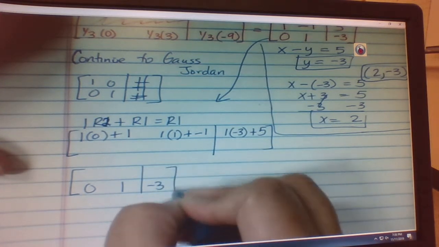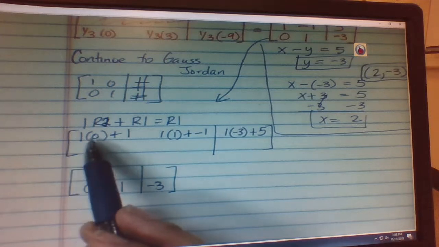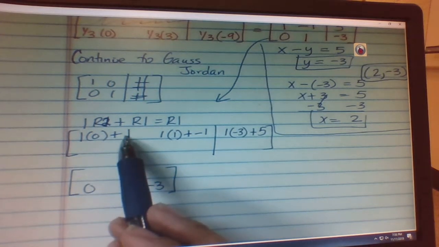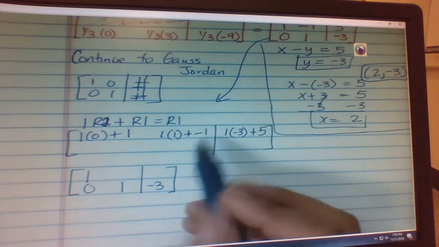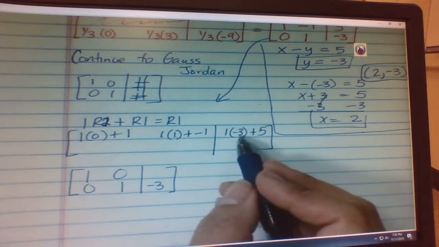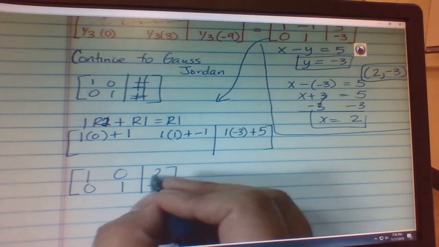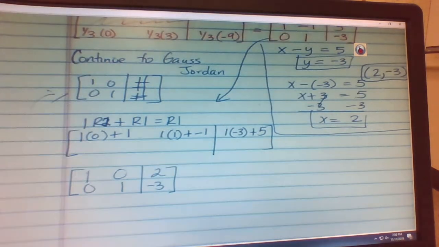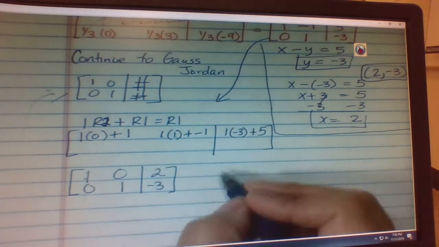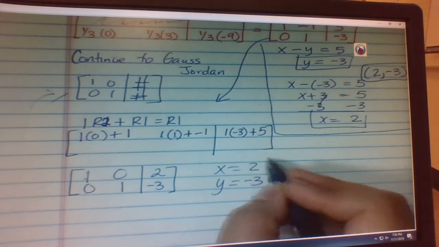We didn't do anything to row 2. We're not adding anything to it. We multiplied, but to add it to the other one. What is 1 times 0? 0. Plus 1? What's 1 times 1? 1. Minus 1? 0. What's 1 times negative 3? Plus 5? 2. Now, this is 1, 0, 0, 1. Is that what we were looking for? X equals 2. Y equals negative 3.